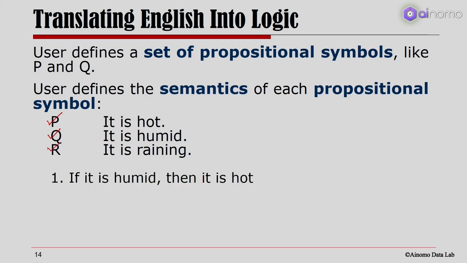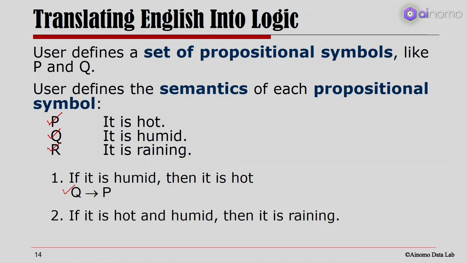Now, to make a statement like if it is humid then it is hot, I would simply use the implication, Q representing it is humid and P representing it is hot. So, I would write this statement as if Q then P. Let us take a little bit more involved statement.